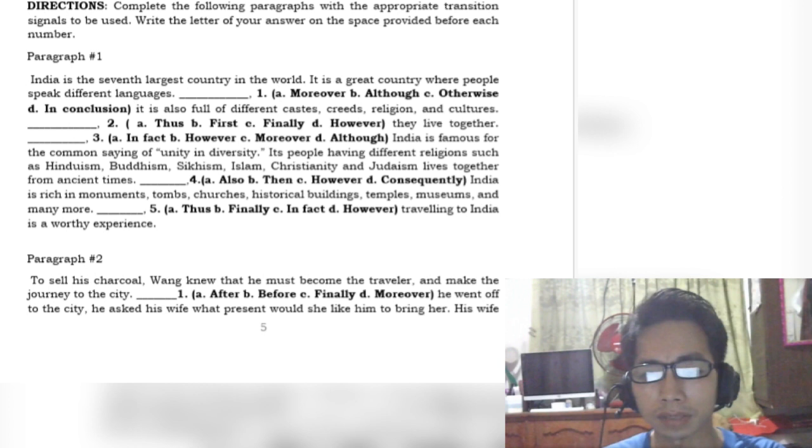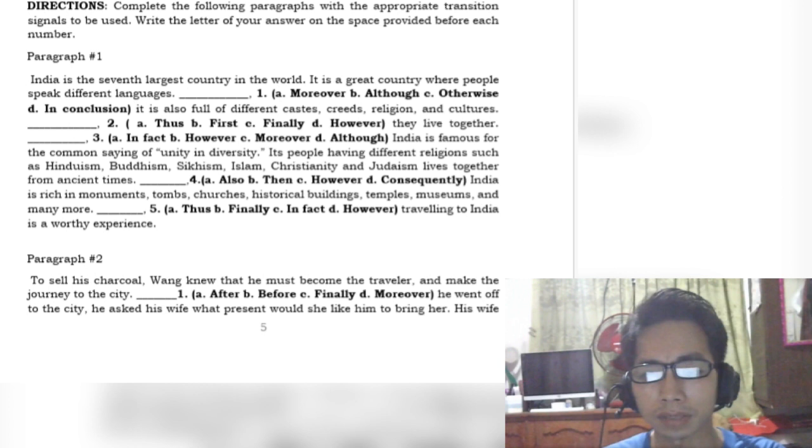Number 3. When the Mayor decided to lessen mass transportation, I decided to buy a bike. Blank. I would not be able to report to the hospital. What transition signal is appropriate to be used in the sentence to show that the second statement is possible if the first idea exists? A. Then. B. However. C. Moreover. And D. Otherwise.